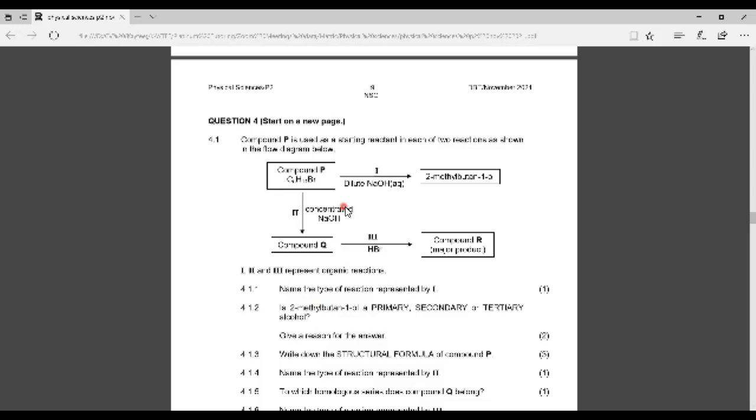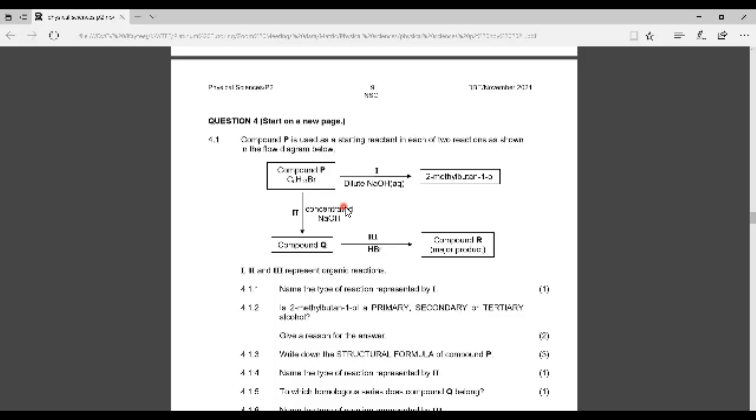Your HBr is reacting there. You cannot remove, because if you remove H2 from compound Q, it's going to become an alkyne. So no. But the question is, can we add HBr? And yes, we can add HBr.